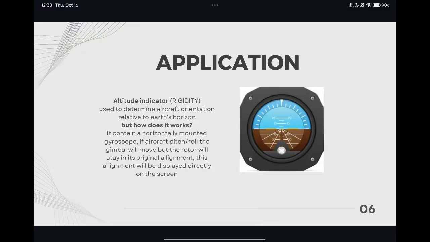It contains a horizontally mounted gyroscope. If the aircraft performs a roll or a pitch, the gimbal will move but the rotor will stay. This alignment will be displayed directly on the screen to assist pilot controlling the aircraft.